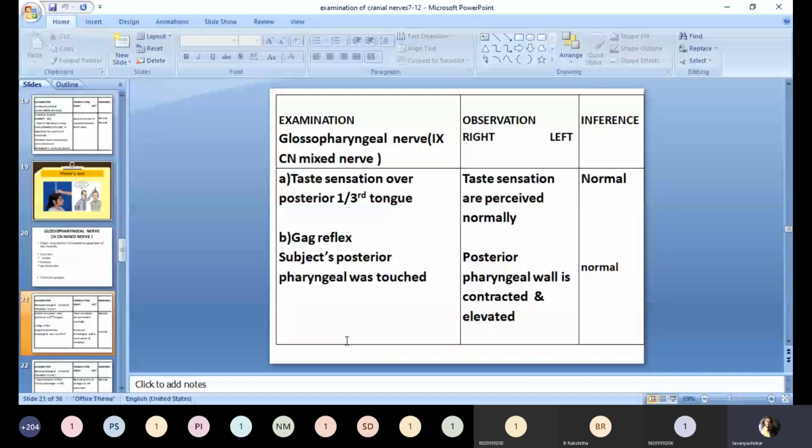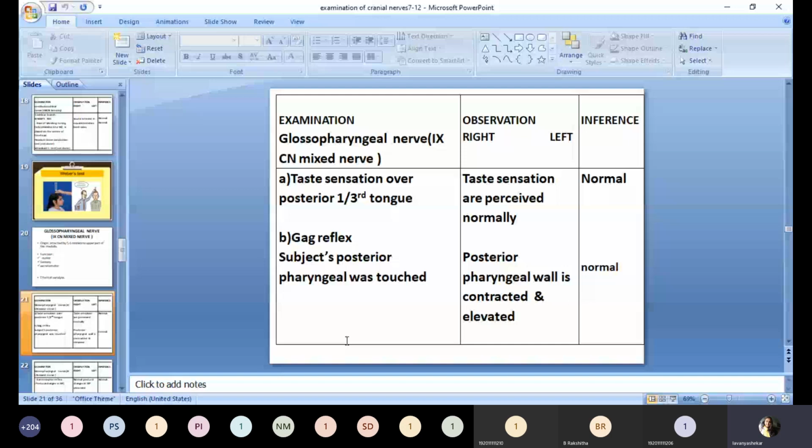In a similar way, you are going to check for the taste sensation over the posterior 1/3 of the tongue. So in this, mainly the bitter sensations are perceived normally. So if the individual is able to perceive the sensation, then the nerve is intact, the inference will be normal. Also, we'll be checking for palatal reflex, which is also called the gag reflex.